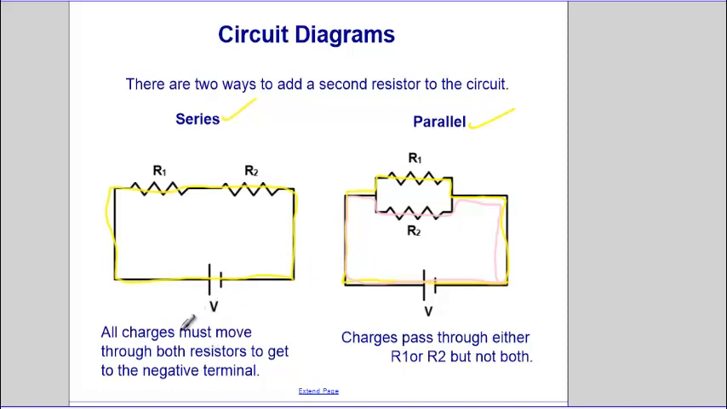So all charges must move through both resistors to get to the negative terminal in the case of a series circuit. And charges can have 2 ways to travel, either through R1, that top yellow path, or R2, that bottom pink path, but not both. So they have independent or multiple paths.